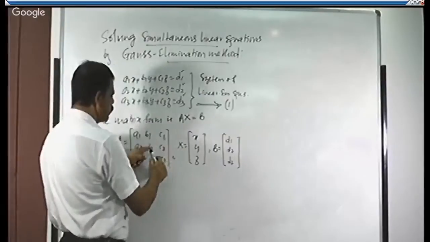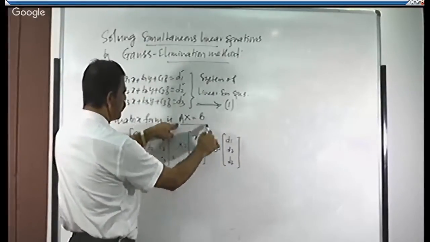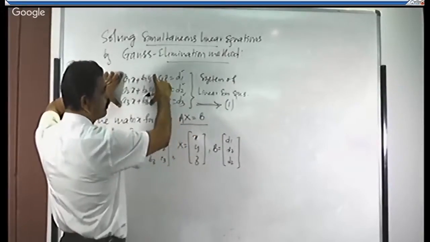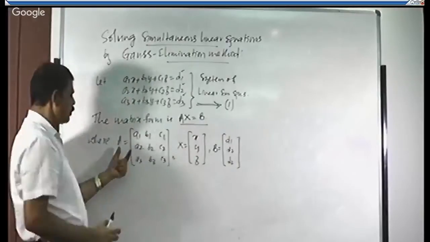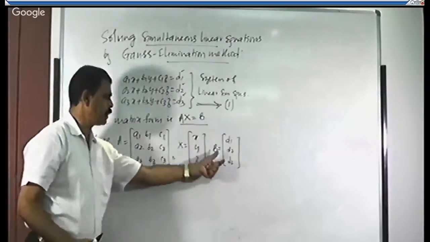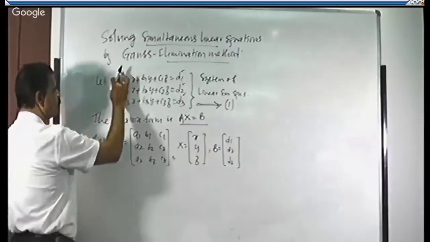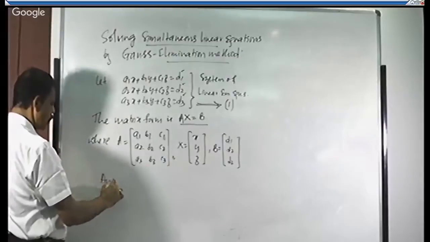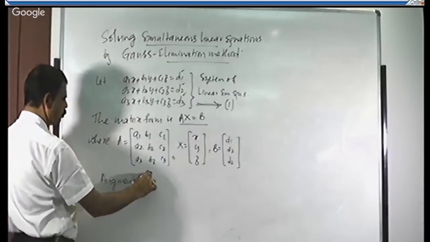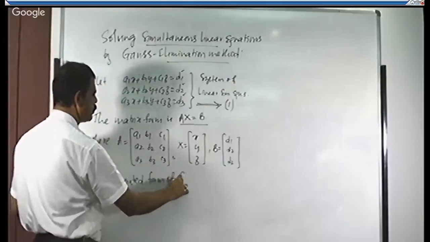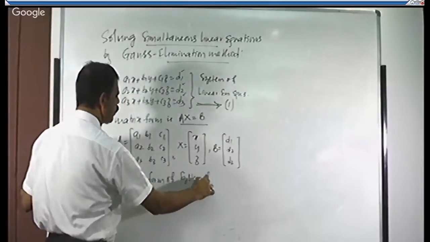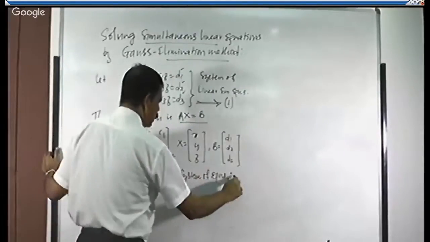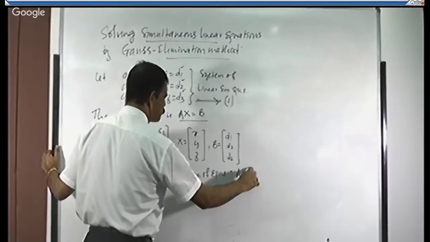So if I take these matrices in this form and multiply these two, definitely you will get this system of equations, right? This is A, X, B. I will take these equations into augmented form of the system of equations. Augmented form, that is A is to B.